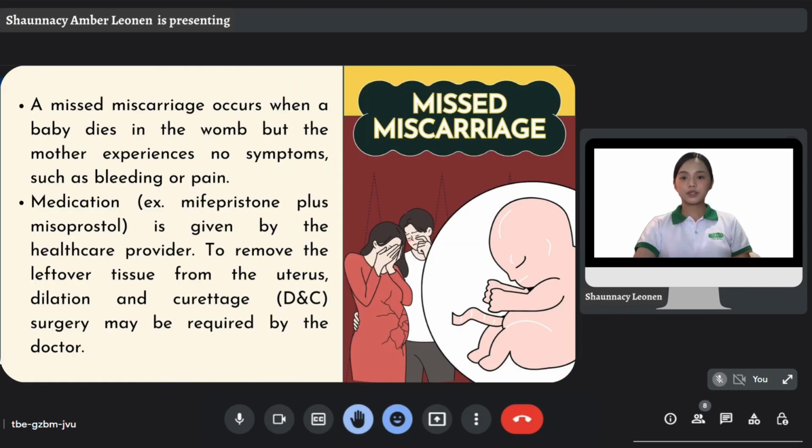Missed miscarriage. A missed miscarriage occurs when a baby dies in the womb, but the mother experiences no symptoms such as bleeding or pain. Take note that for missed miscarriage, the fetus dies 4 to 6 weeks before the onset of miscarriage and the mother is at risk for infection. It is usually discovered at a prenatal examination when the fundal height is measured and no increase in size can be demonstrated, or when previously heard fetal heart sounds cannot be heard.